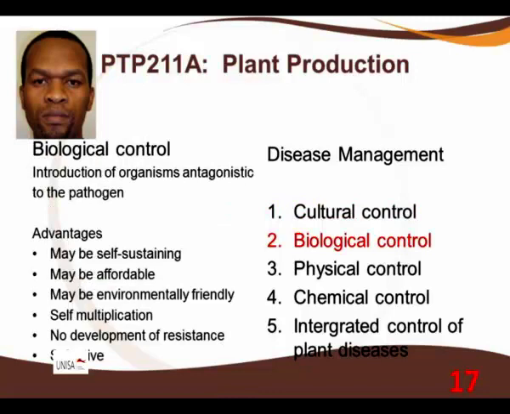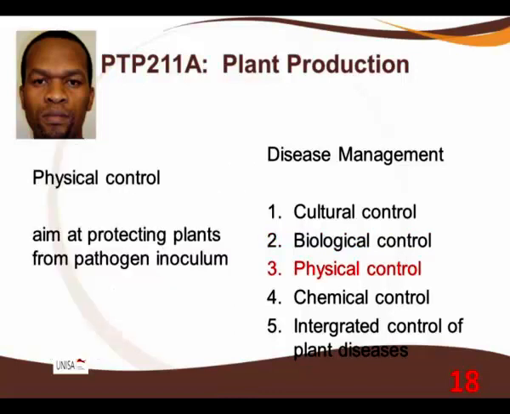Biological control is introduction of organisms antagonistic to the pathogen. Advantages of biological control are that it may be self-sustaining, it may be affordable, and may be environmentally friendly. The biological control agent may be a self-multiplicating organism, there is no development of resistance to the control agent, and it may be selective, that means it targets only the pathogen.